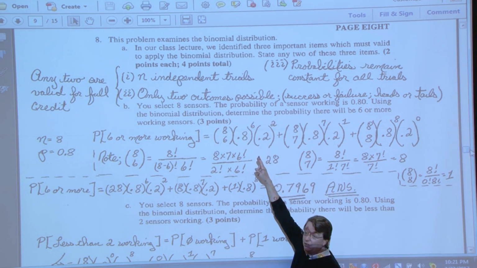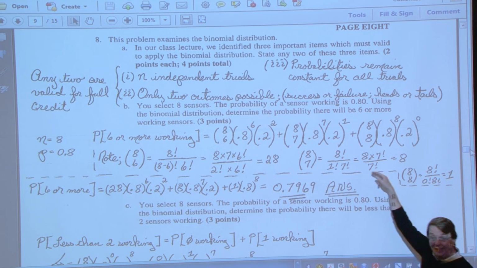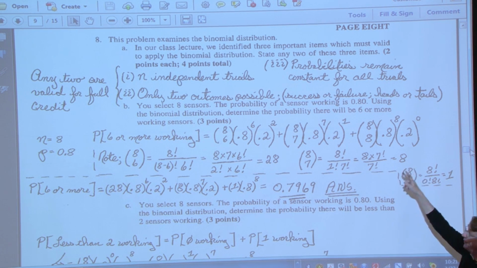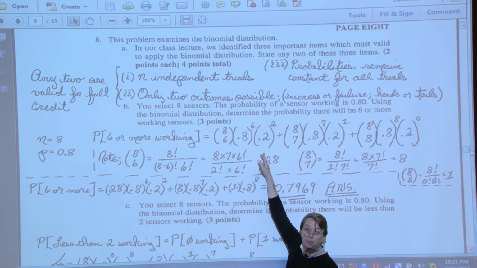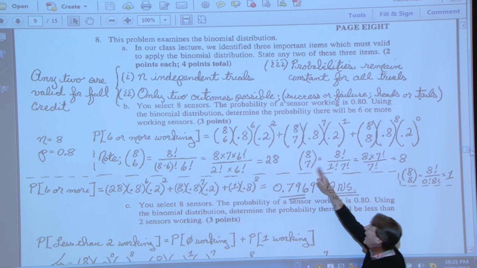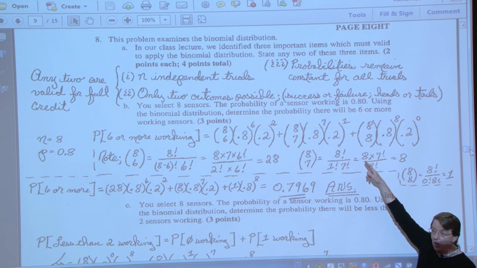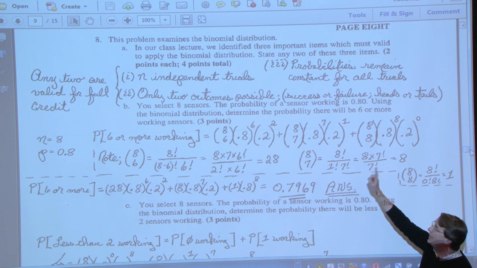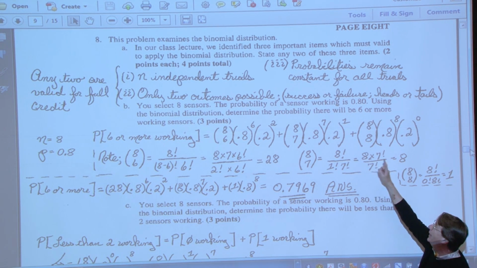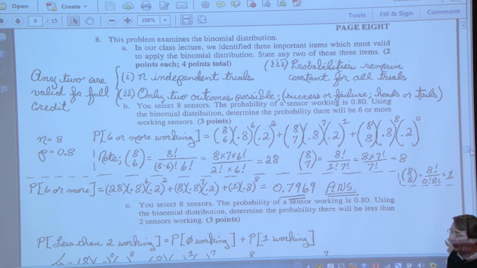So this is 0.8 to the 6th, 0.8 to the 7th, 0.8 to the 8th. Now if I have 6 sensors working, 2 sensors are not. Probability of the sensor not working is 0.2. If I have 7 working, I have 1 not working. If I have 8 working, I have 0 not working. And I go through this, and I get an answer. How did we do? Are you okay on the binomial distribution?